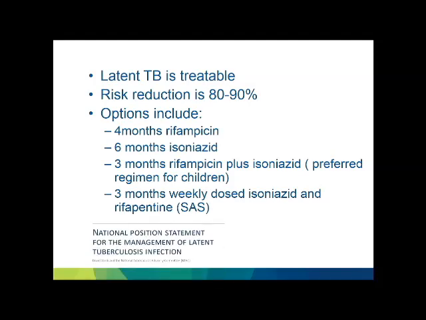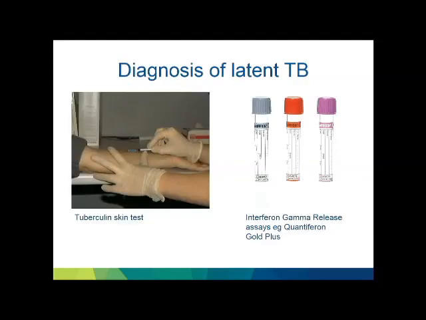And you can read more about our national approach to latent TB in the NTAC document, which is a national position statement on LTBI. So how do we diagnose latent TB? The two tests, as you would be aware, are the Mantoux or the tuberculin skin test and the interferon gamma release assays, such as the QuantiFERON-TB Gold Plus, which is the one most commonly used in Australia. The tuberculin skin test has stood the test of time and remains a very useful test.